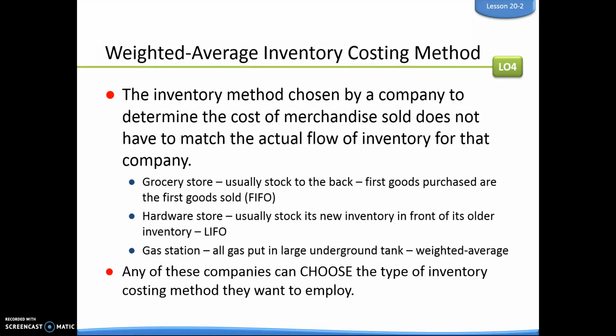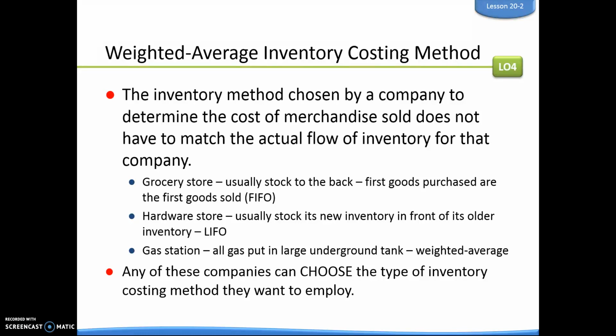Hardware, on the other hand, usually stocks its new inventory in front of its older stuff because it's not perishable, right? It doesn't have to be used up. So if something runs out, they just push the stuff to the back and stock in front. That's called LIFO. Gas stations, on the other hand, all gas gets put in a large underground tank, and so you have no way to distinguish that. So typically, the actual flow is more weighted average.